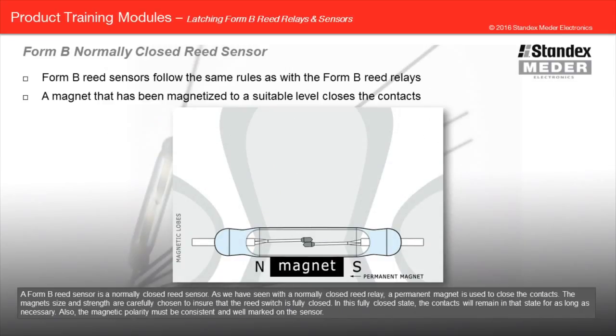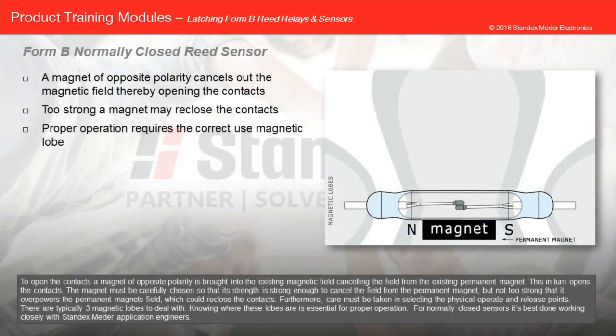As we have seen with a normally closed reed relay, a permanent magnet is used to close the contacts. The magnet's size and strength are carefully chosen to ensure that the reed switch is fully closed. In this fully closed state, the contacts will remain in that state for as long as necessary. Also, the magnetic polarity must be consistent and well marked on the sensor. To open the contacts, a magnet of opposite polarity is brought into the existing magnetic field, canceling the field from the existing permanent magnet. This in turn opens the contacts.